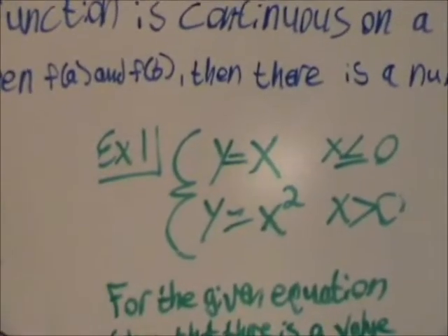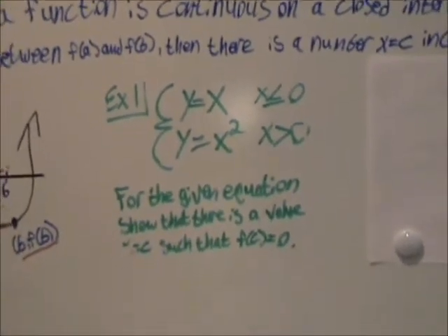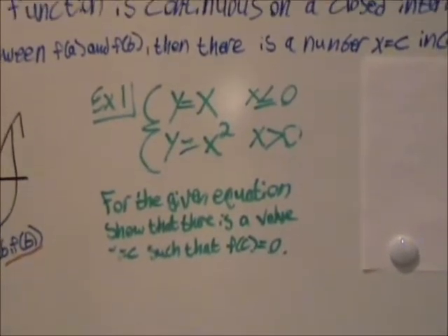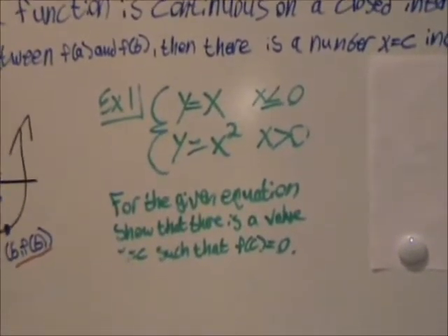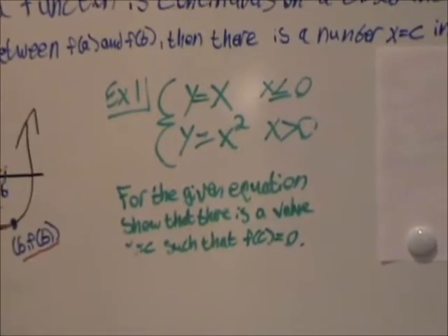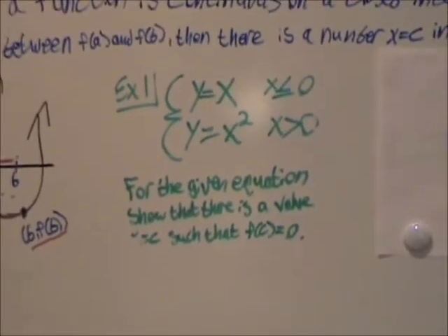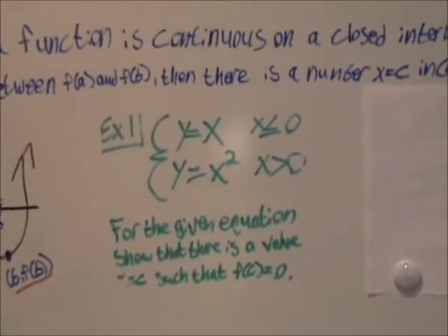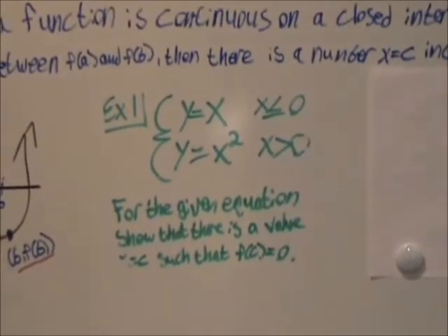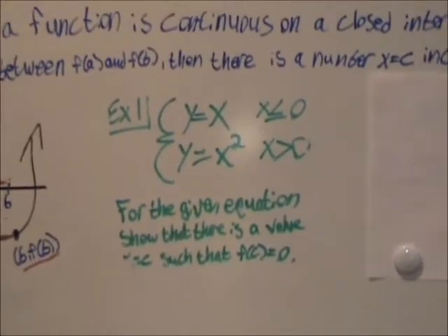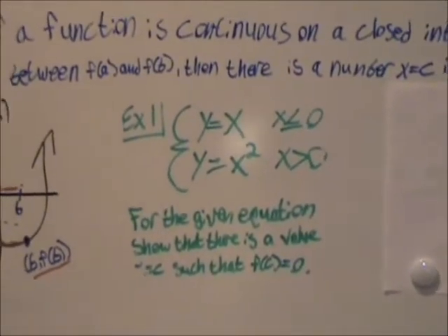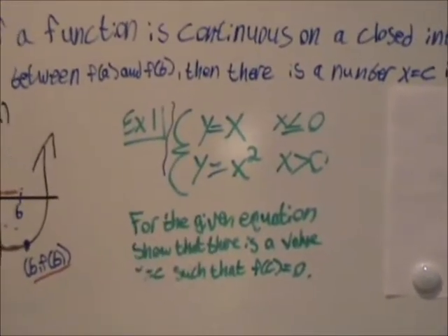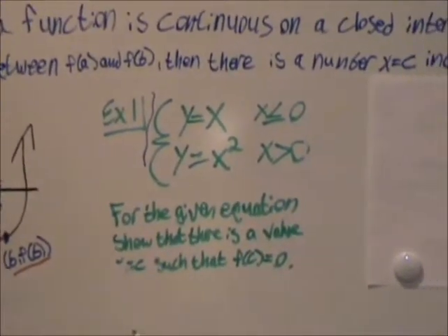Given the equation y equals x whenever x is less than or equal to 0, and y equals x squared whenever x is greater than 0, let's see if we can show that there is a value x equals c such that f of c equals 0. Well, we just reviewed the intermediate value theorem, so let's try and prove it that way first. For that to be true, we would need to prove that this function is continuous at x equals 0.